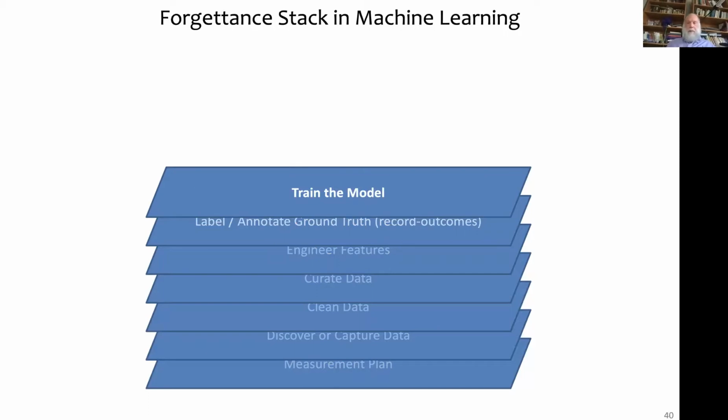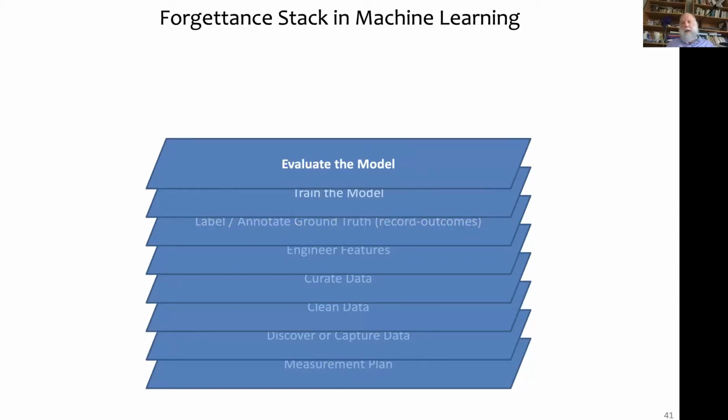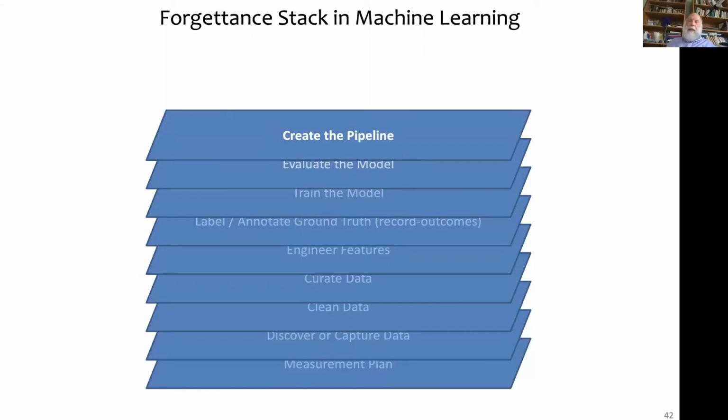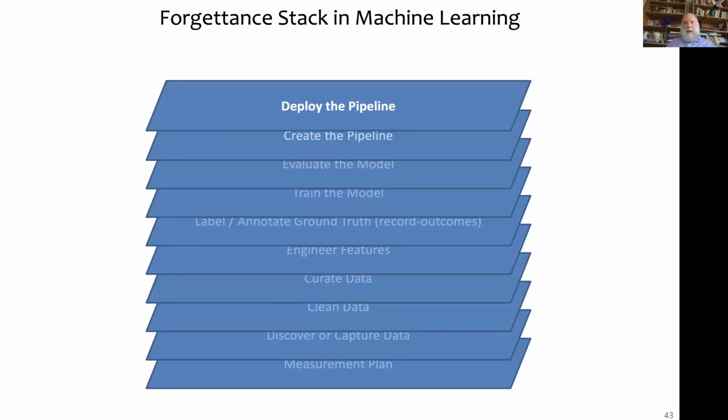Then we train a model. And by the time we're training the model, we begin to forget all of these human decisions that happened below the level of training the model. Then we evaluate the model. And if we're IBM, we actually do bias testing on the model as well. We create the pipeline. We wrap all of those steps inside of a pipeline, which makes them harder to find. And then we deploy the pipeline.